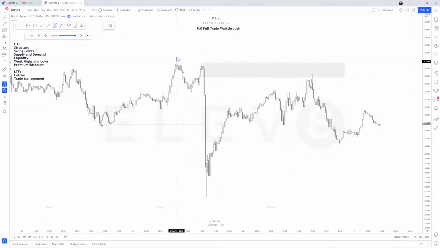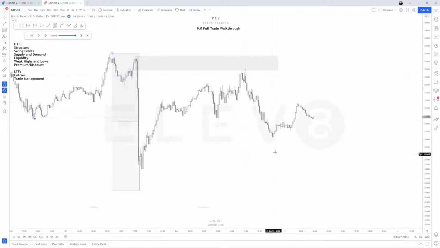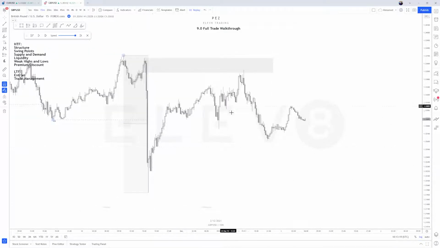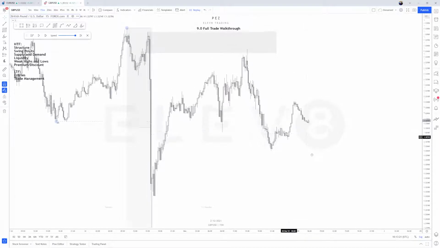Marking up the premium discount, we can see that we're now in premium. We've had a nice reaction from this supply, we've had a 15-minute change of character, and now we're making our way to the downside. We haven't come off of anything significant here. This is just a demand, but it didn't really do much. And yeah, we're looking for shorts basically, pro trend towards the swing low.